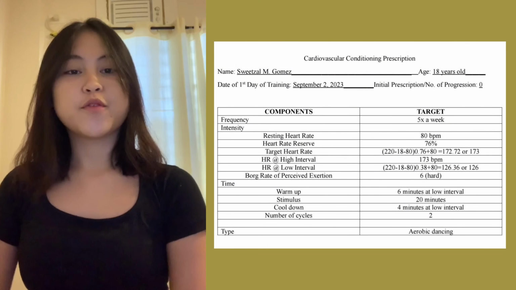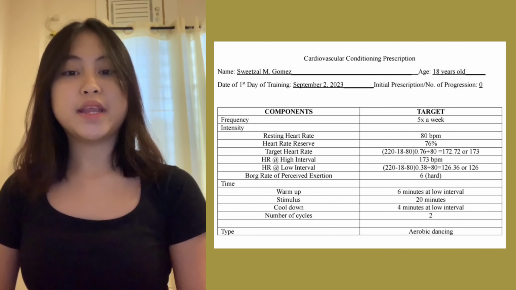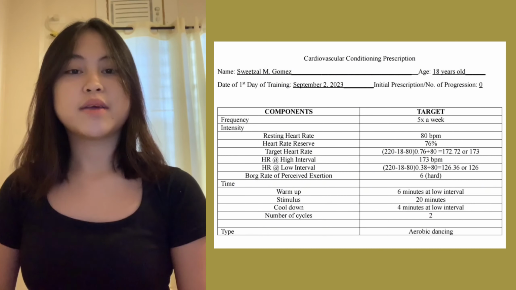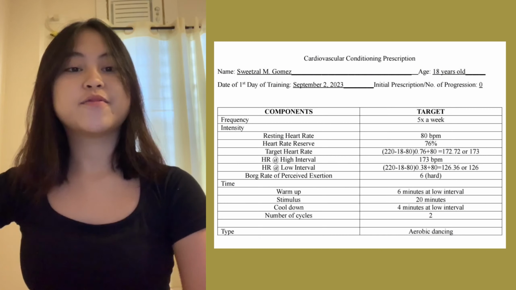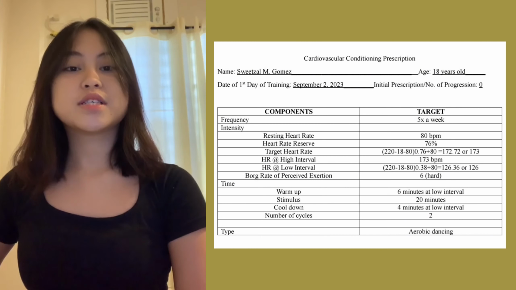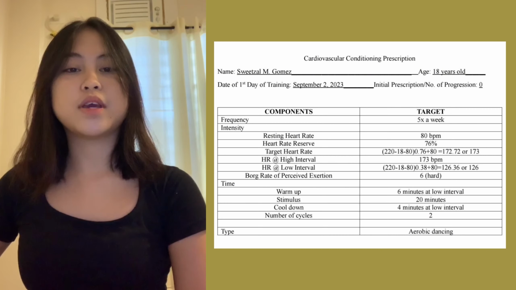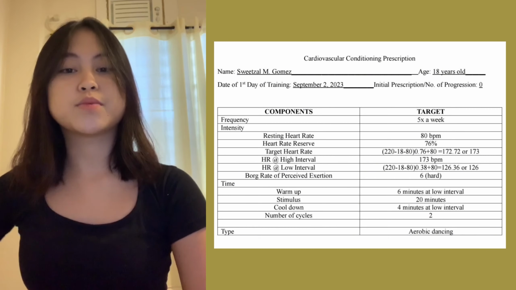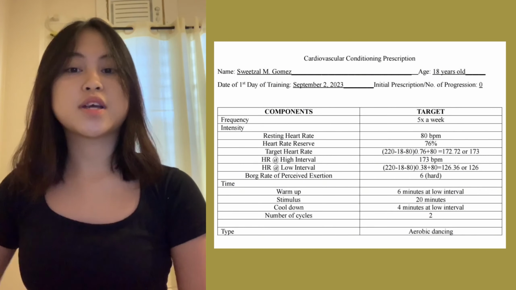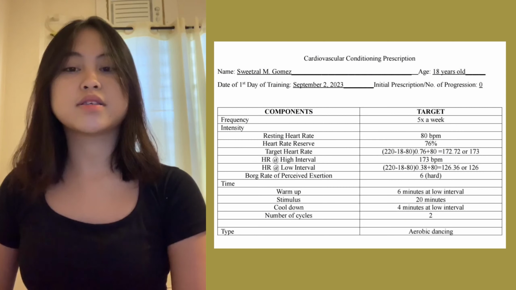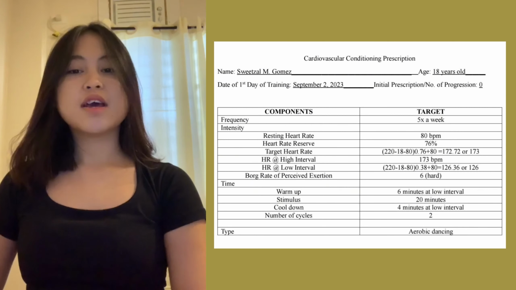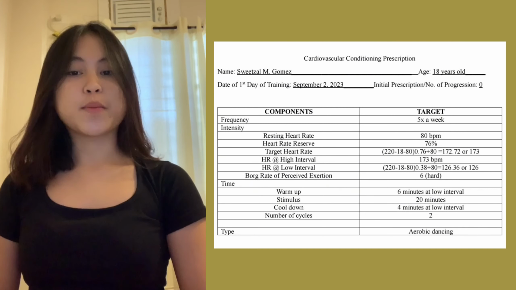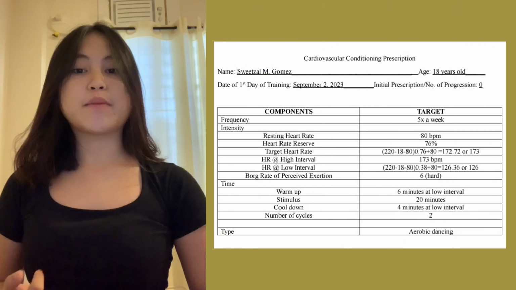At the top of the form is my information: my name, my age, I am 18 years old, and the date of my first training, which is September 2, 2023. As you can see, I have 0 initial prescription because I haven't done any exercise prescription yet. This is the first time that I will do some exercise. Let's proceed. In the table, you'll see the FIT format: the frequency, intensity, time, and type.